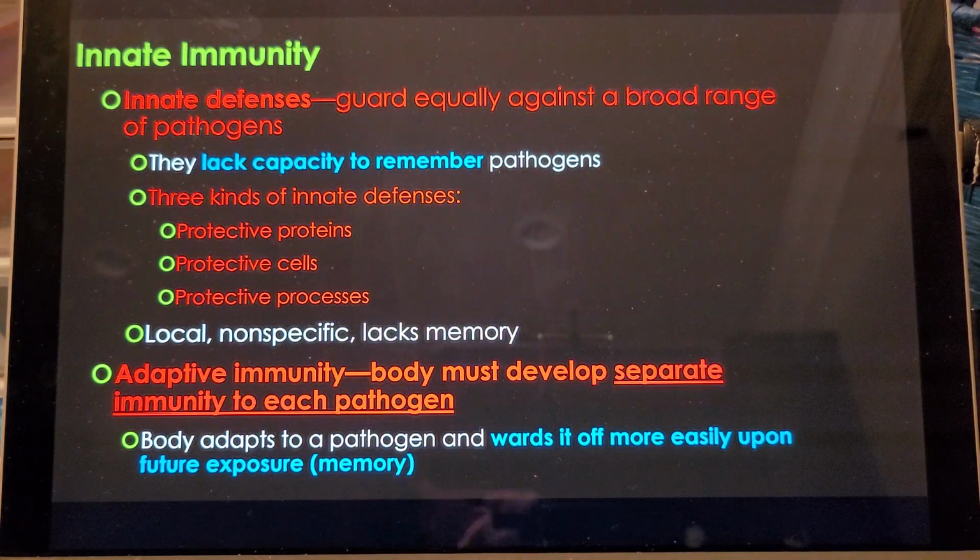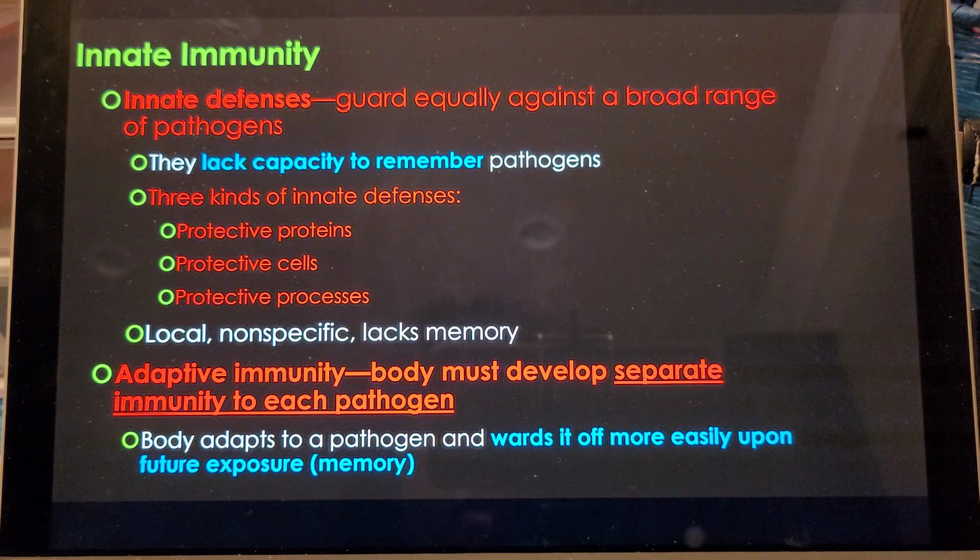Okay, so innate immunity. So this is, again, our innate defense, our natural born defense against a pathogen. They can't remember what a pathogen is, so no memory cells are created specifically against that pathogen. Their job is to kill everything foreign, regardless of what it is. So we have three different defenses in innate immunity. We have protective proteins, protective cells, and different protective processes. And again, non-specific, just kills off things indiscriminately. Again, can't remember a pathogen.